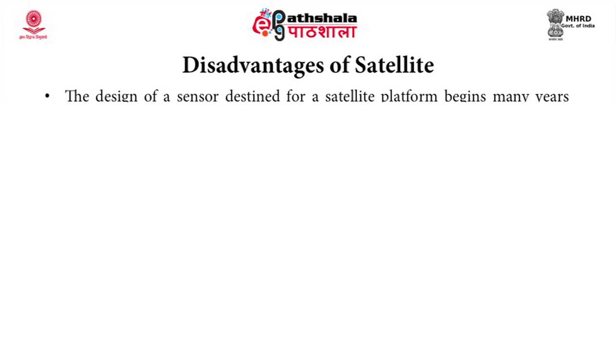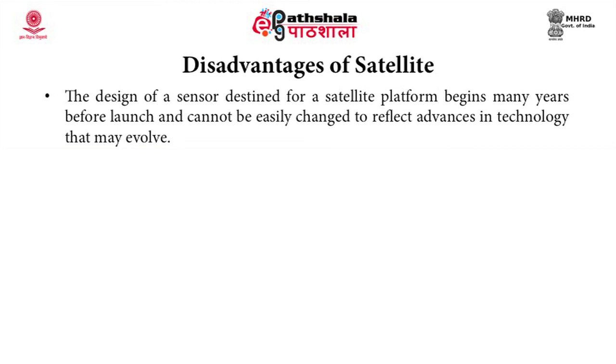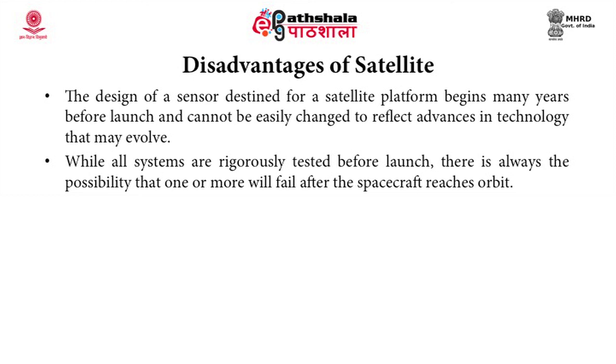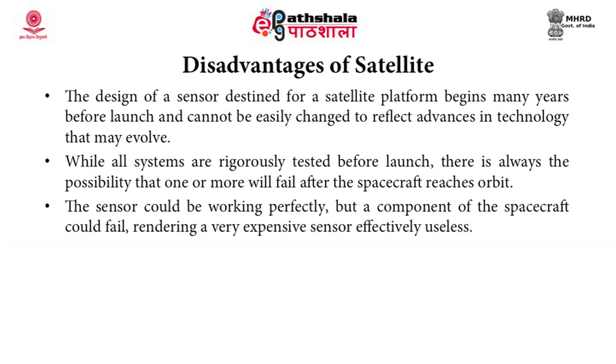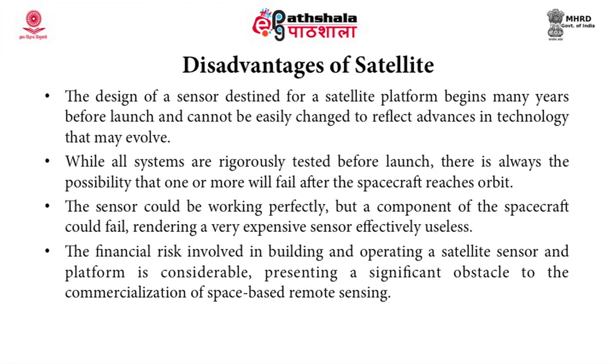The disadvantages of satellites include that the design of a sensor that is destined for a satellite platform begins many years before launch, and cannot be easily changed to reflect advances in technology that may evolve. While all systems are rigorously tested before launch, there is always the possibility that one or more will fail after the spacecraft reaches orbit. The sensor could be working perfectly, but a component of the spacecraft could fail, rendering a very expensive sensor effectively useless. The financial risk involved in building and operating a satellite sensor and platform is considerable, presenting a significant obstacle to the commercialization of space-based remote sensing.